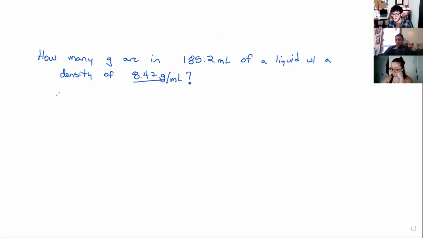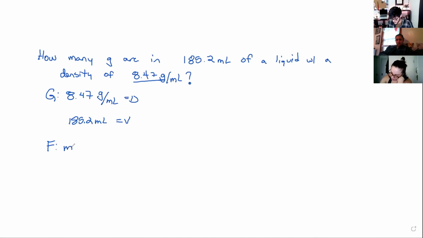Okay, so let's look at this one. We're given two pieces of information. I know the density, which is 8.47 grams per milliliter. I also know the volume, 185.2 milliliters. So I want to find mass. Using our little triangle over here, density, mass, volume, I know that mass is going to equal density times volume.